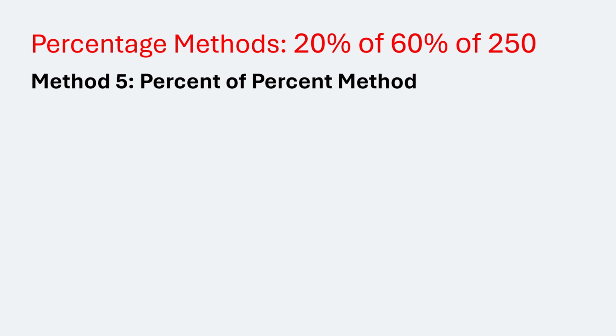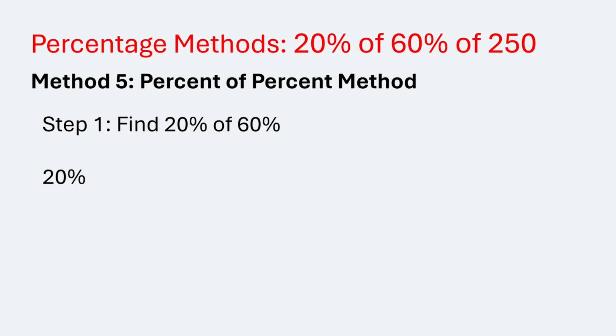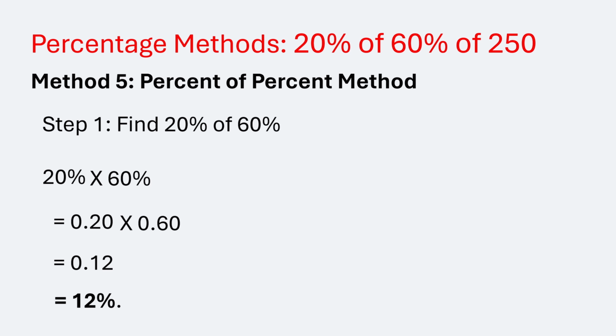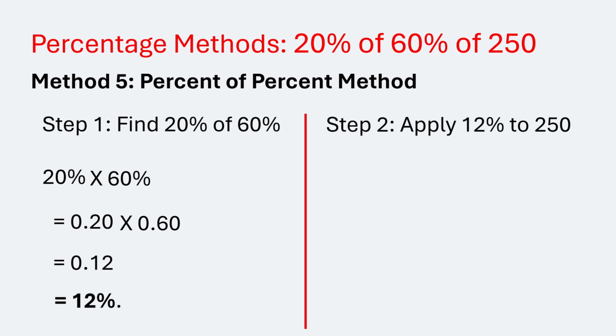Method 5. Percent of percent method. Step 1. Find 20% of 60%. 20% times 60% is 0.2 times 0.6, which equals 0.12 or 12%. Step 2. Apply 12% to 250. 0.12 times 250 equals 30.